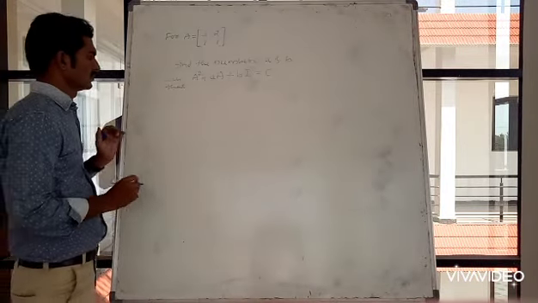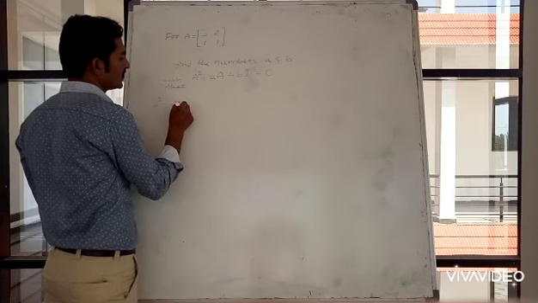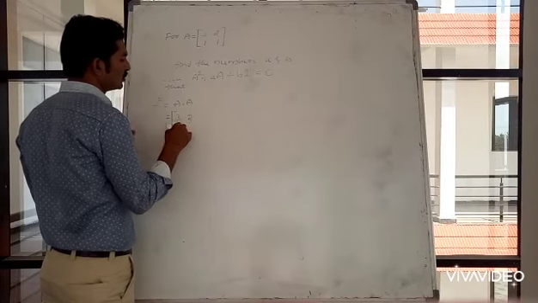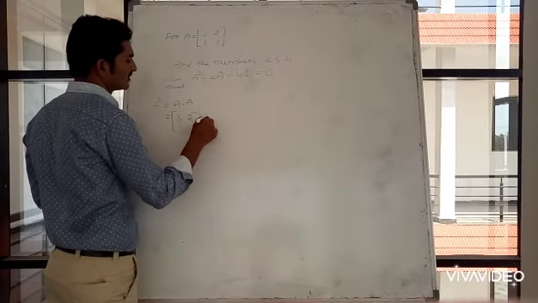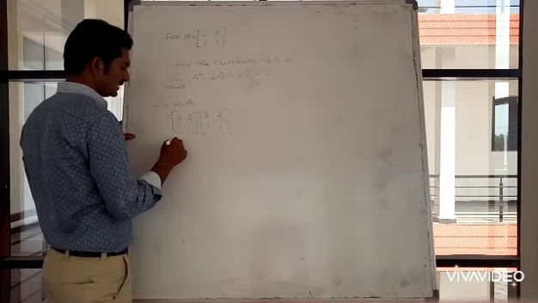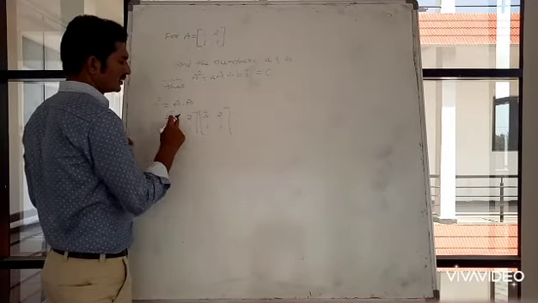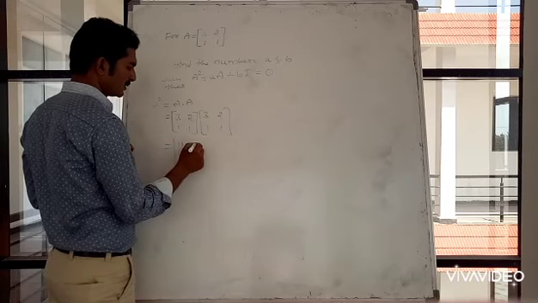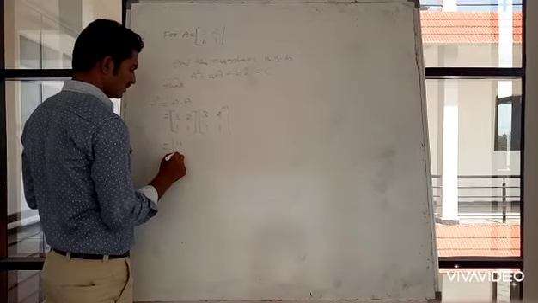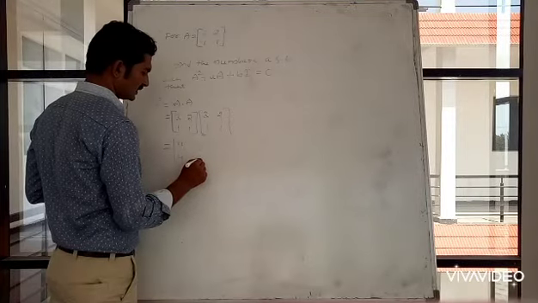the given equation. For that, first of all, we require A square, that is A into A. Write A: 3, 2, 1, 1. Next, 3, 2, 1, 1. Multiplication. 3 3s are 9, 2 1s are 2, so 11. 3 2s are 6, 2 1s are 2, 6 plus 2, 8. 1 3s are 3, 1 1s are 1, 3 plus 1, 4. 1 2s are 2, plus 1, 3.